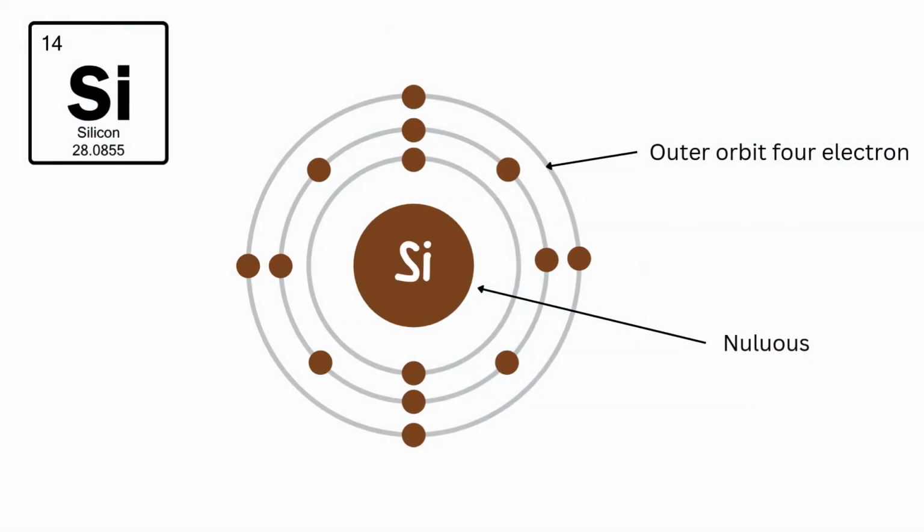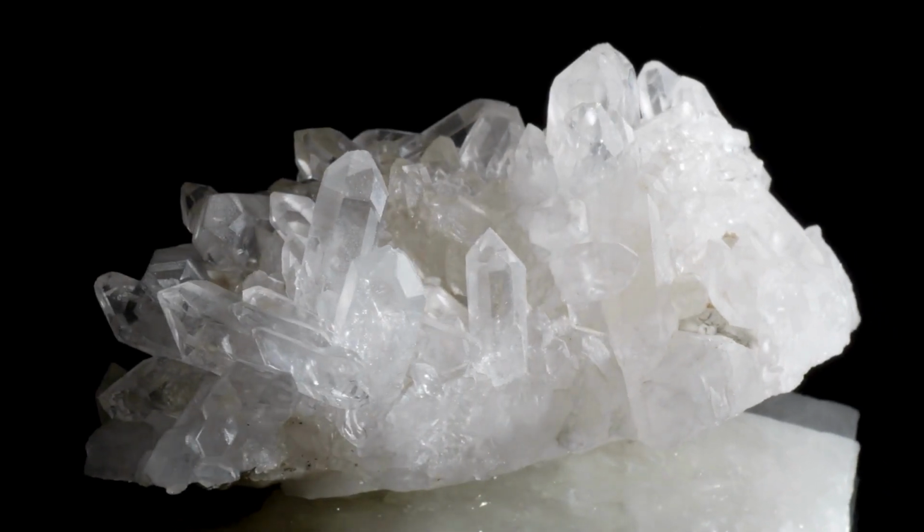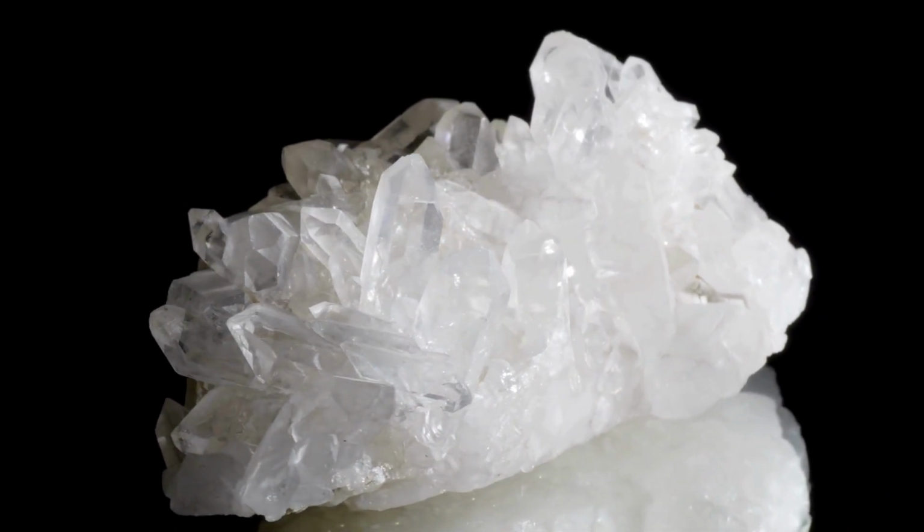Silicon has 4 valence electrons in its outer shell. These valence electrons are the key to silicon's semiconducting magic, allowing it to form strong covalent bonds with other atoms. In its pure form, silicon behaves almost like an insulator.